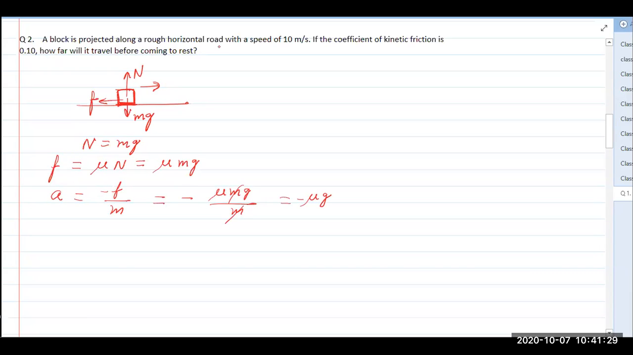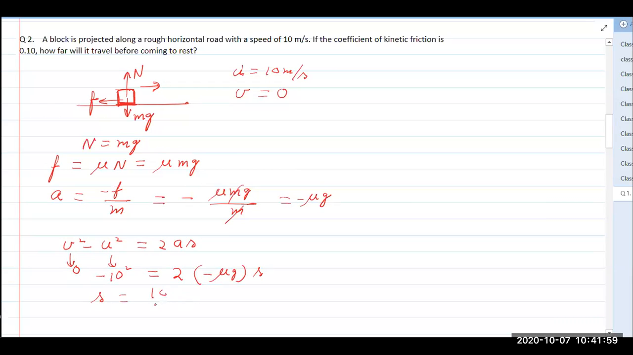Now how much will it travel before coming to rest? We have acceleration, we have initial velocity. Initial velocity is 10 meters per second, and finally it is coming to rest, so the final velocity is also given, that is 0. We can use the formula v square minus u square equals 2as. Final velocity is 0, initial is 10, and a is minus mu g, into s. So s is 10 square by 2 mu g.